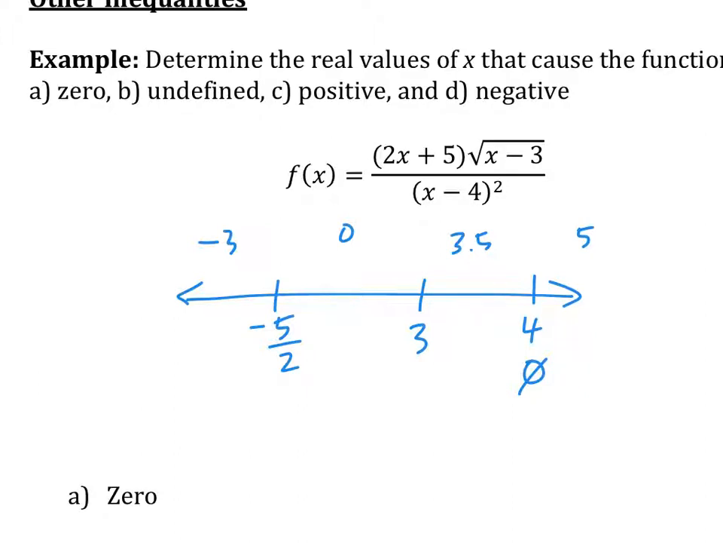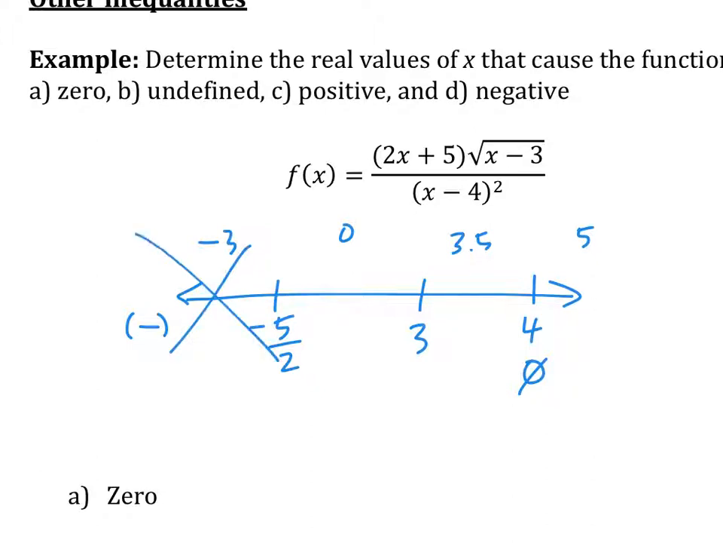Let's put in -3. If I put -3 in this first factor, 2x plus 5, positive or negative? Negative. Okay, if I put in -3 in this second one, square root of x minus 3, positive or negative? Okay, talk to your partner. If you put in -3 in the square root of x minus 3, what do you get? Undefined. Okay, you can't take the square root of a negative number.